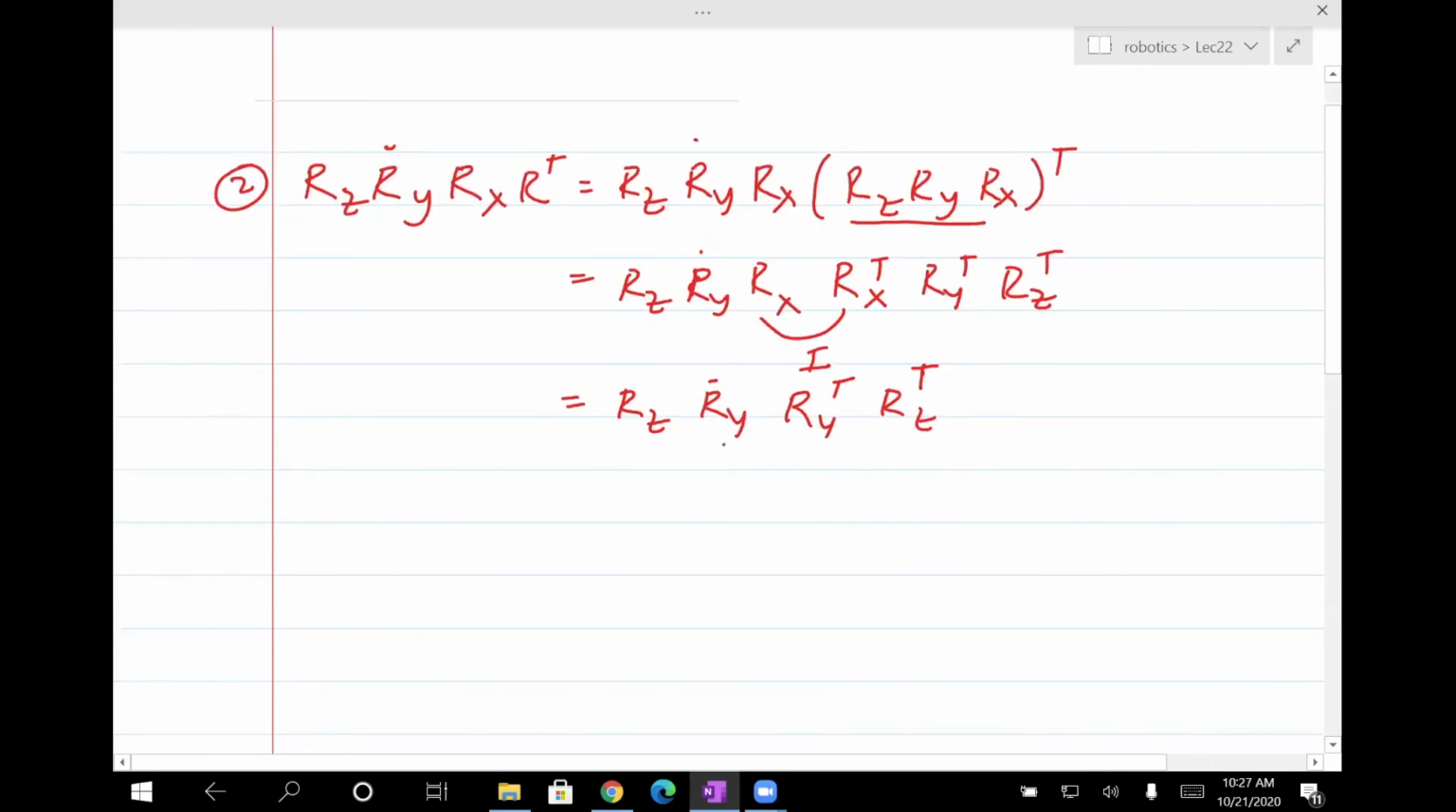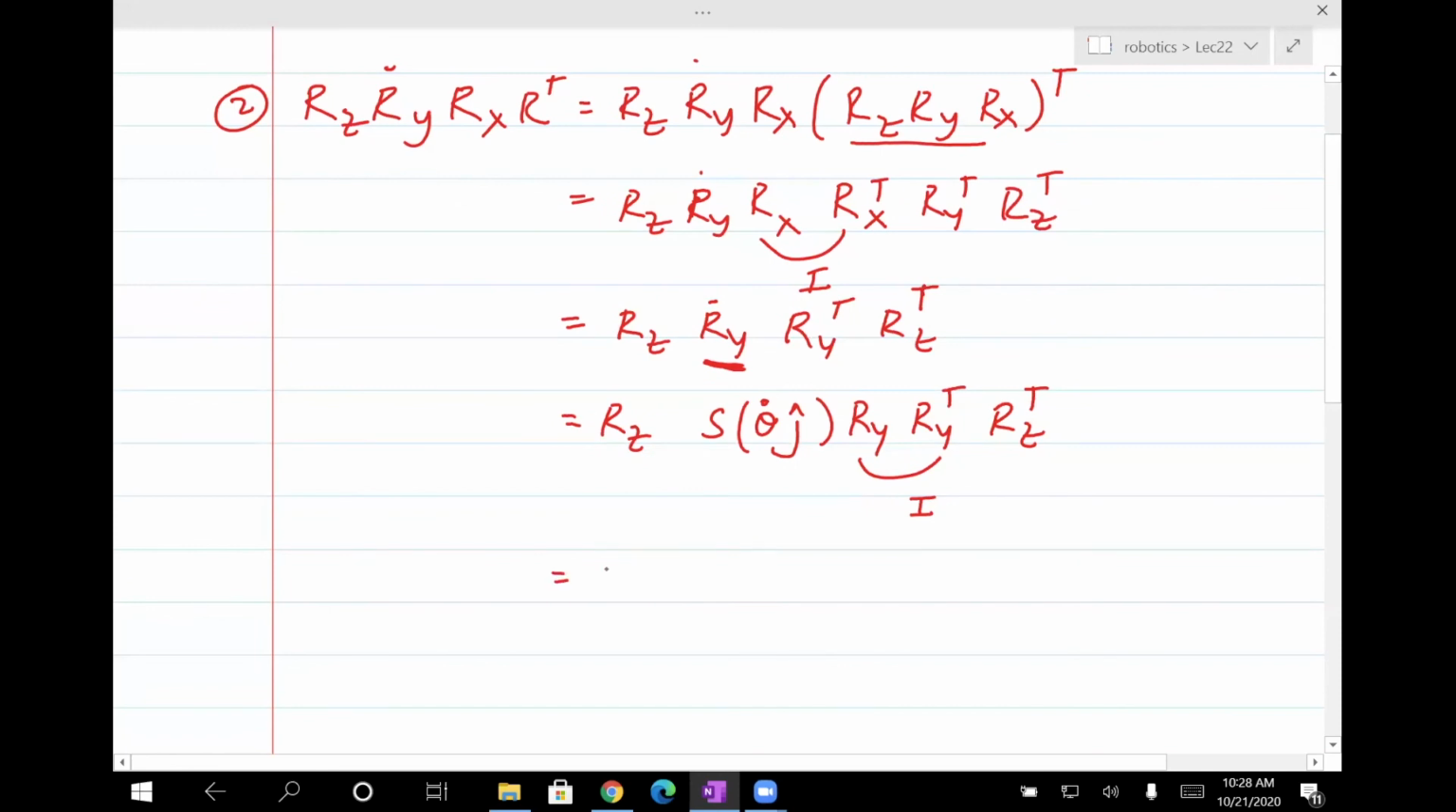Okay, now I'm going to use the identity for Ry dot, which is simply S of something times Ry. That thing inside the bracket is going to be the rotation about the Y axis. So that's simply theta dot. And since theta dot is about the Y axis, I'll write J. Then Ry transpose, Rz transpose. Now this term here, Ry times Ry transpose is identity. So I'm left with Rz S of theta dot J Rz transpose.